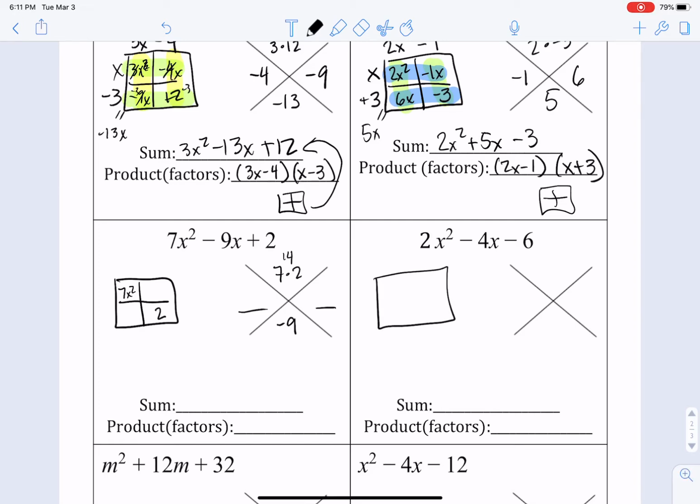This one, our first term in our area model will be 2x squared. Our last term will be negative 6. Then we're going to have over here 2 times negative 6, or negative 12, and the bottom will be negative 4. Okay, see what you can do with those.